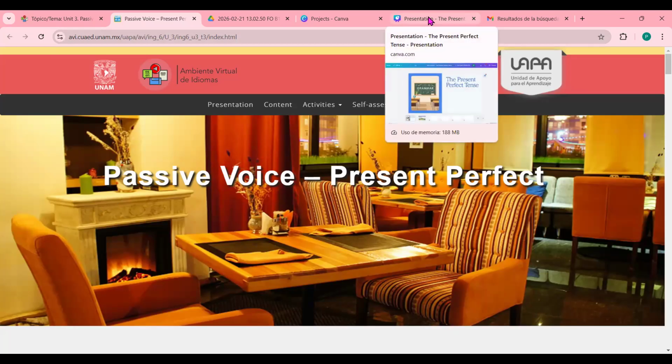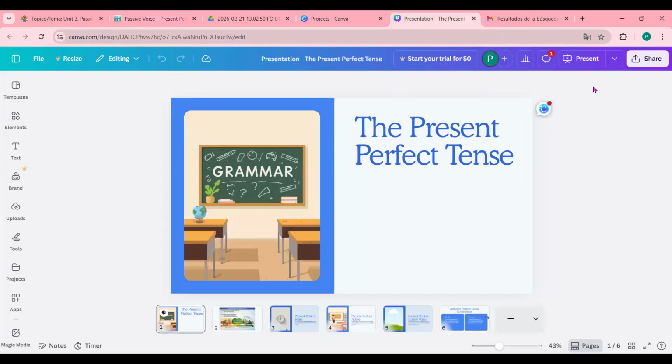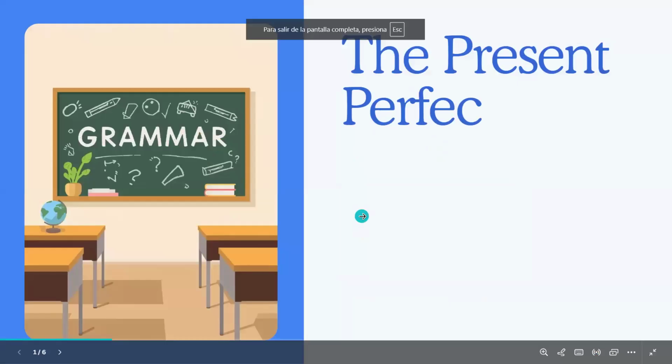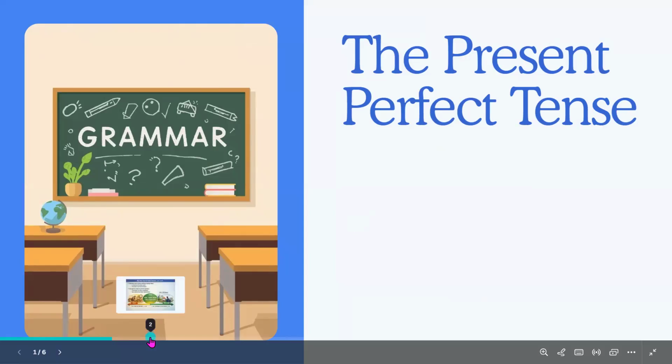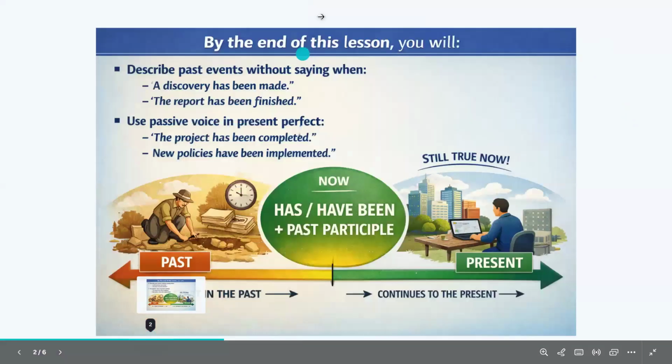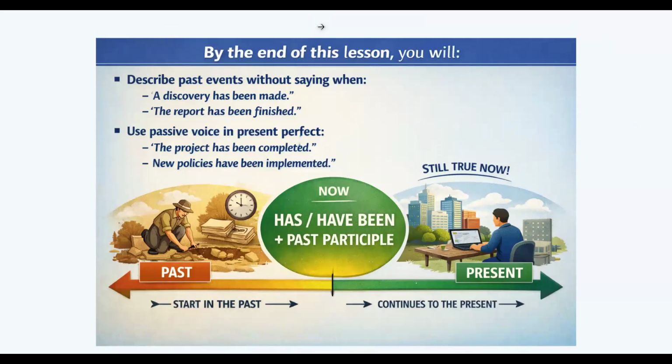Here we have the presentation. This is the tense, the present perfect tense. Now, our objective. My dear Alana, could you read this objective? Yes, teacher.